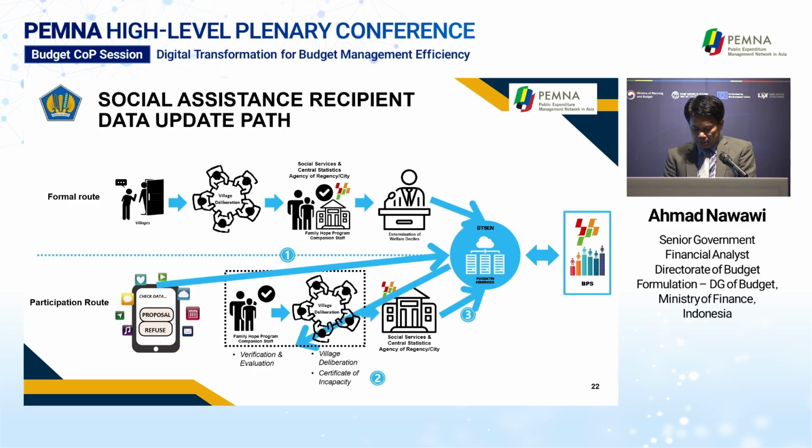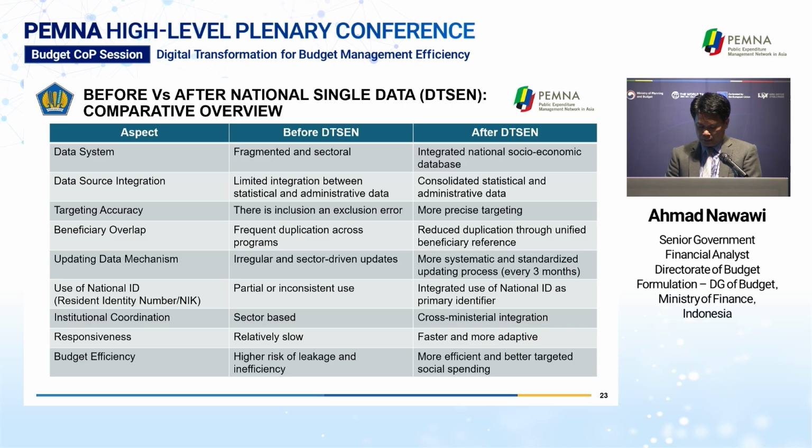Social assistance data update process. The process for updating social assistance recipients involves both formal and participatory mechanisms. Local government, village administration, and program facilitators can propose updates. These proposals are then verified and evaluated before being integrated into the national database. This process ensures that local knowledge contributes to national data accuracy.